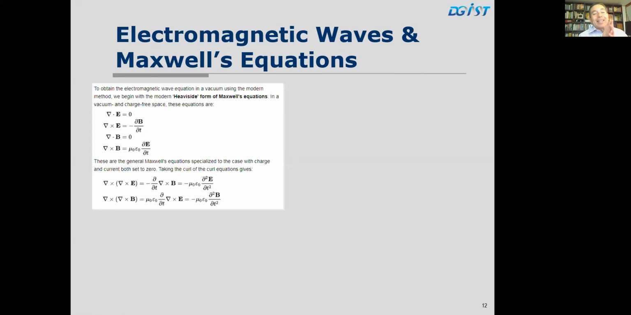So let's talk about the relationship, a little bit more detail, of these electromagnetic waves and Maxwell's equations. These are the Heaviside form of Maxwell's equations. They are differential forms. So this is Gauss's law. This is the magnetic law, this is Faraday's law of induction, and this is Ampere's law.